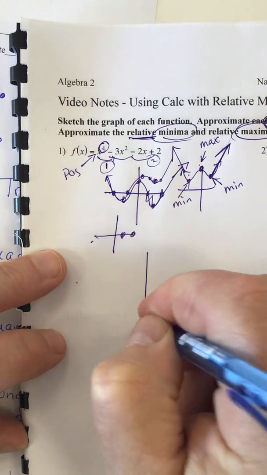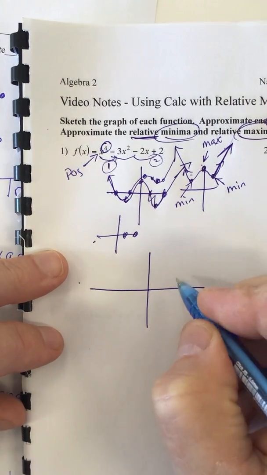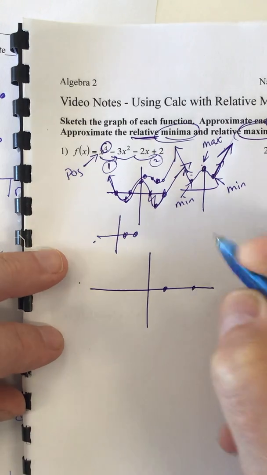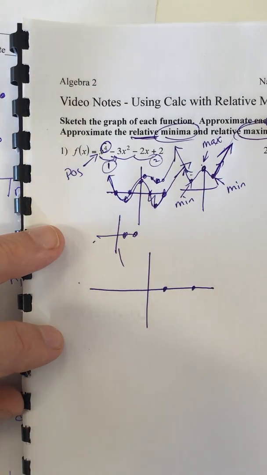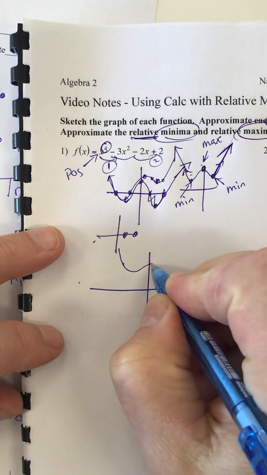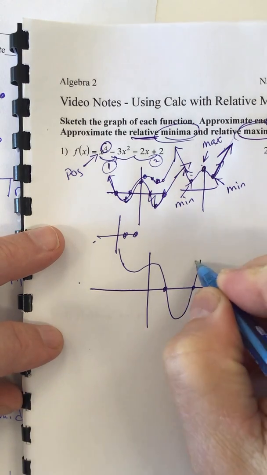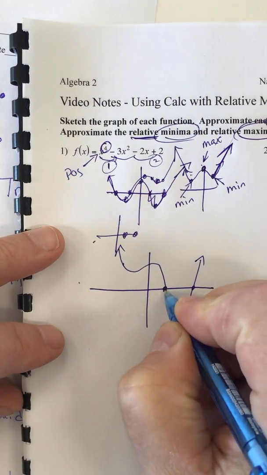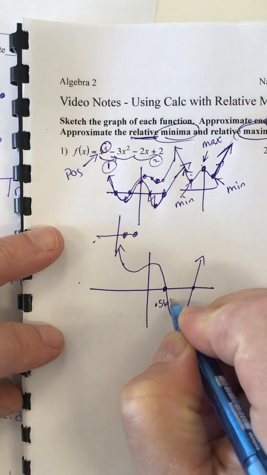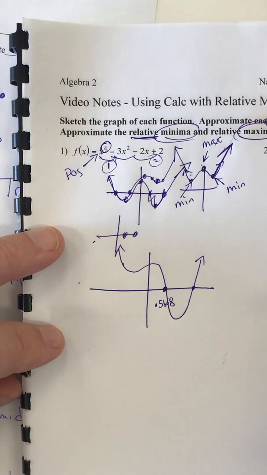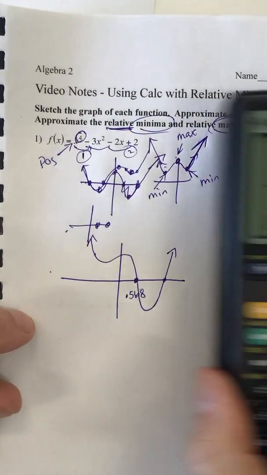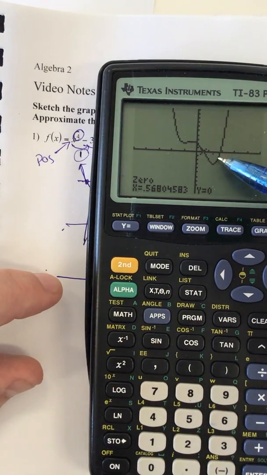So here's one of those. I think I'm gonna go ahead and sketch this a little bit, what it looks like. Gonna exaggerate some of this just a little bit. Okay, so that point right there is 0.568. Okay, now I'm going to go find this one right here.